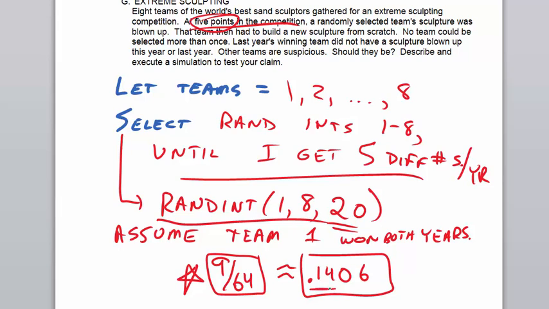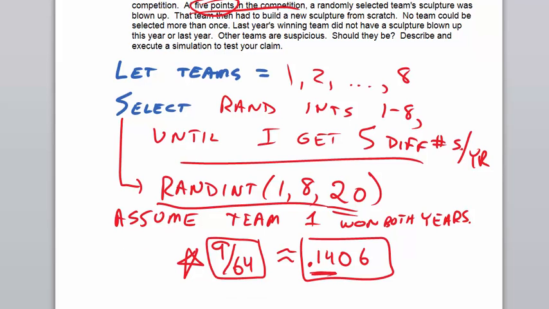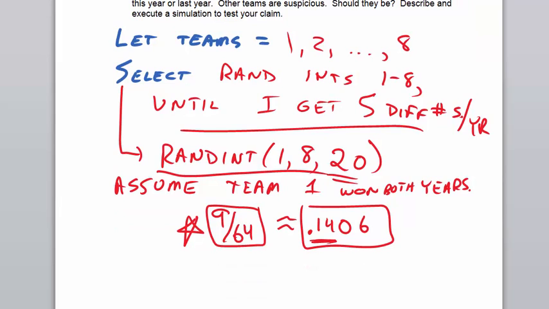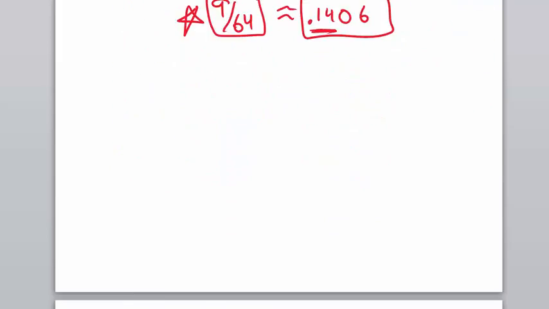And the big question for you, and this will become a big question in all statistics, is 14% too rare? There is a 14% chance that somebody could actually go 2 years in a row without being blown up. Is that so rare that you're concerned about it? Big question for stats to come.